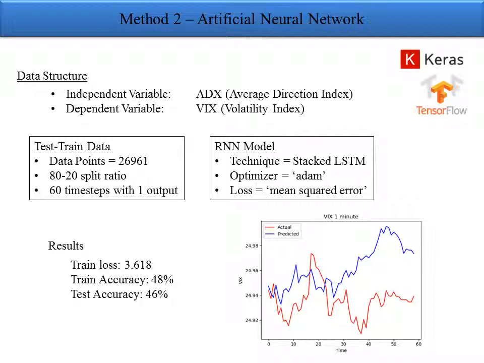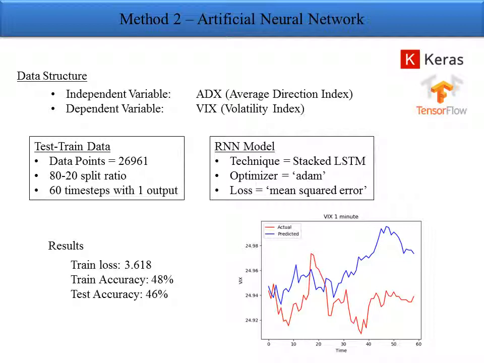And the model took more than 2 hours to get trained, and finally we found that the train loss converges to only 3.6, and the train and test accuracy is below 50%. So from this data we can conclude that the model is not yet good for prediction.